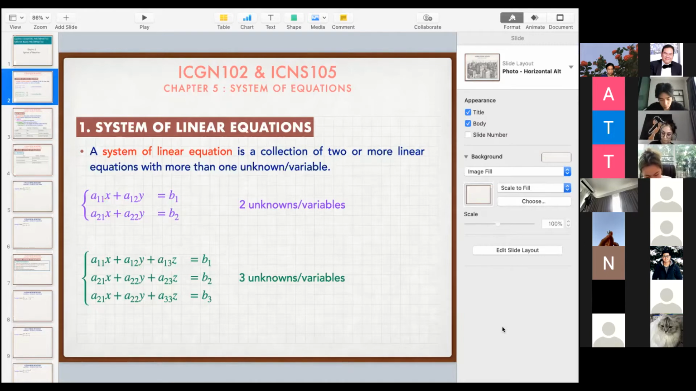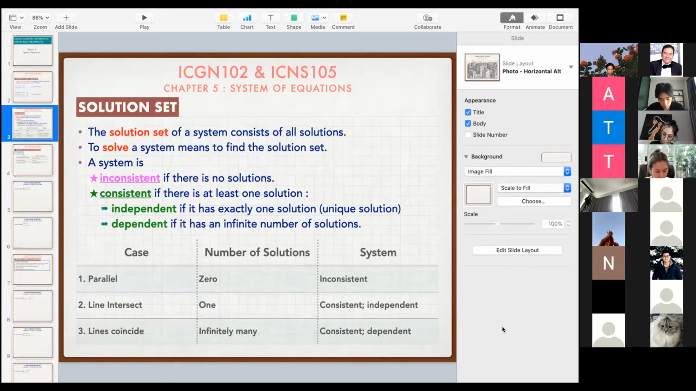Now let's see, for the linear equation here, another keyword, another term that you have to understand, is what we call the solution set. You have to know about the solution set. The solution set of a system consists of all solutions. To solve a system means you have to find the solution set of a system.